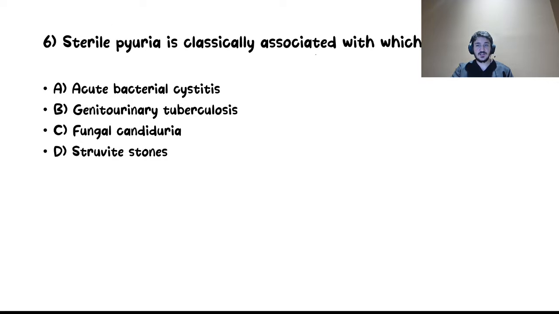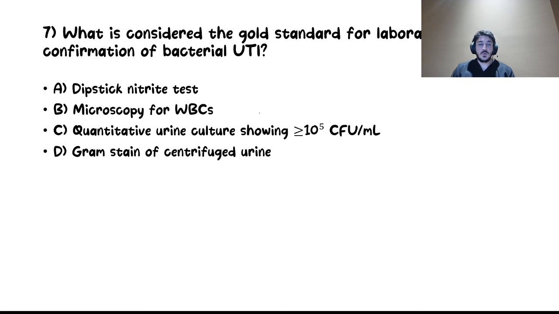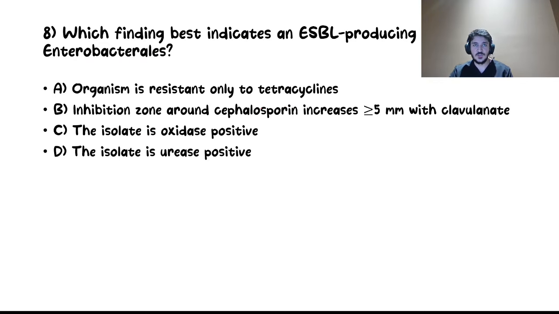Sterile pyuria is classically associated with which of the following conditions? So we said there are two main causes. The first one is genitourinary TB, and the second one is chlamydia. Remember both of them. What is considered the gold standard for confirmation of bacterial UTI? I want you to remember there is a gold standard and there is an initial test. The gold standard here is a urine culture, showing more than 10 to the power of 5. What's the most initial? It's urinalysis or urine dipstick. Usually either or both of them are present in the same answer.